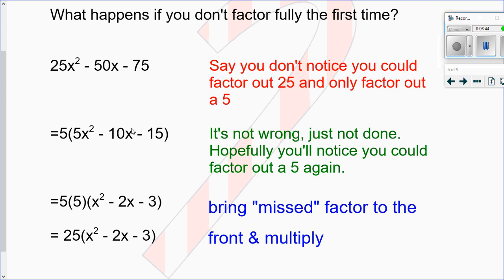You're sleeping, it's 6 in the morning, you're not good at mental math, you just don't care, and you're only halfway paying attention, and hey, everything ends in a 5 or a 0. So you factor out that 5. It isn't wrong. It's just not fully factored. Hopefully, you notice that everything is a multiple of 5 again. So you can turn around and bring the missed factor to the front and multiply.